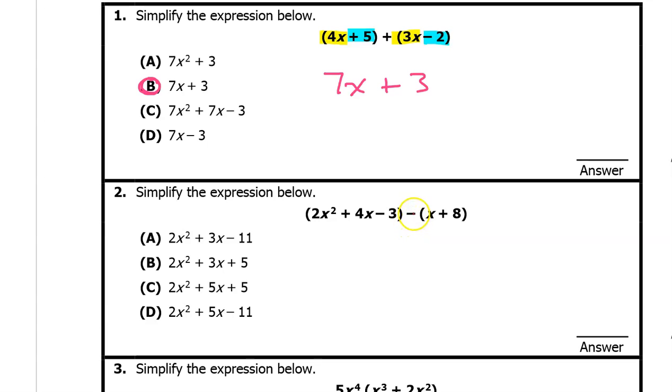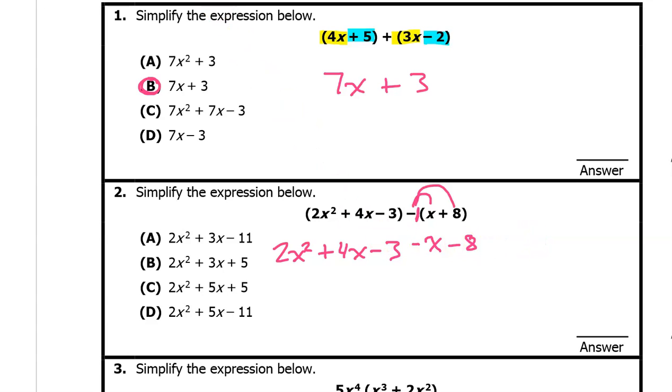Problem number 2. You have to be more careful with a subtraction problem because this negative sign has to be distributed. I like to put a little 1 right here, so it's easy to understand if you imagine doing the distributive property with the negative 1. Negative 1 times x is negative x. Negative 1 times positive 8 is negative 8. The first set of parentheses has no negative in front of it, so this part will be unchanged. We will have 2x squared plus 4x minus 3.